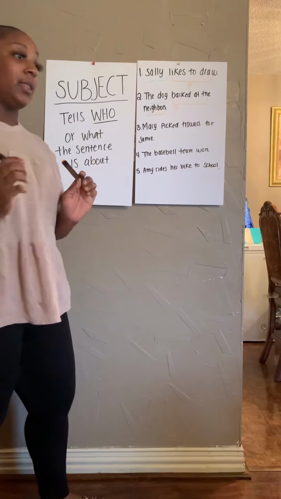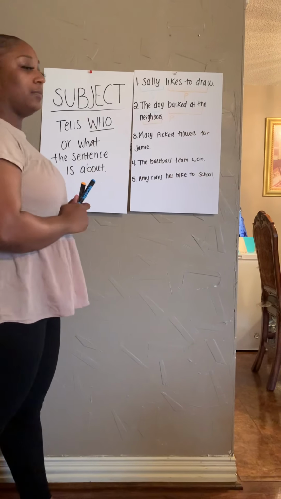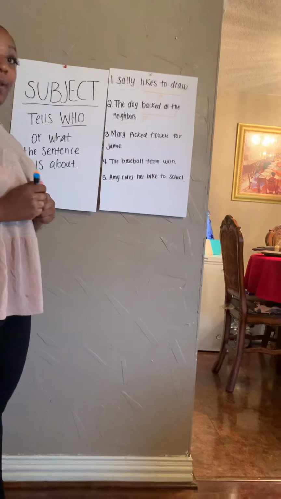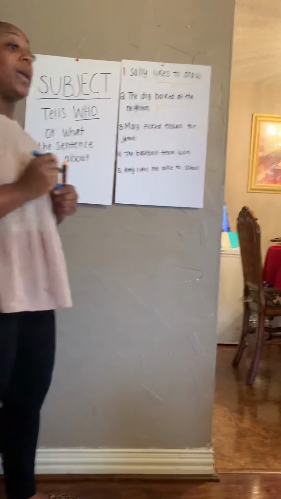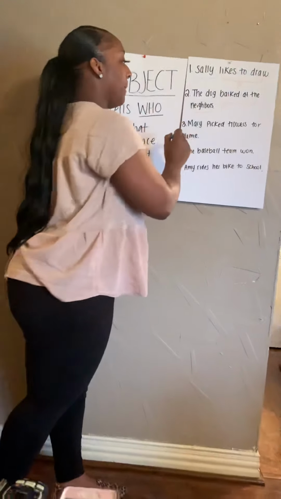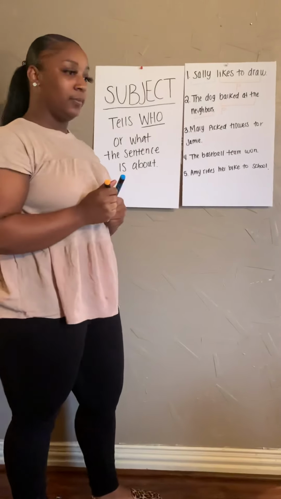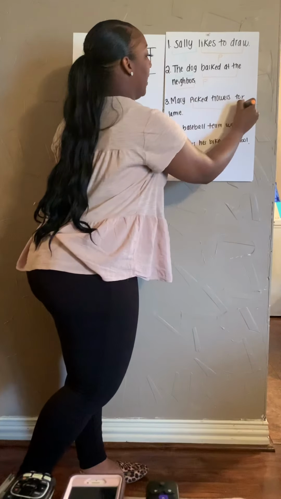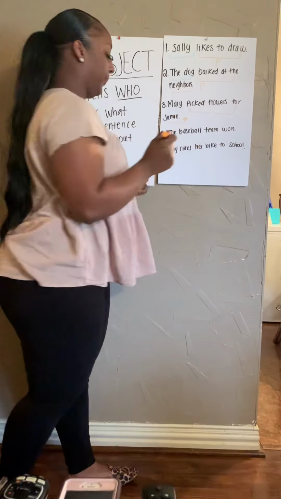So in sentence 3, Mary picked flowers for Jamie. Now this one you're going to have to think about a little bit because we have 2 people here. But who do you think our subject is in this sentence? Mary. Very good. Mary is going to be our subject because Mary is doing the action. So what is our predicate in this sentence? What did Mary do? Picked flowers for Jamie. Very good. Picked flowers for Jamie is going to be our predicate.